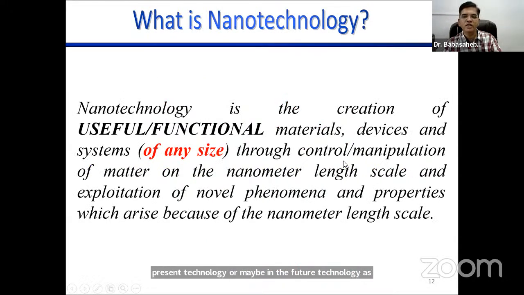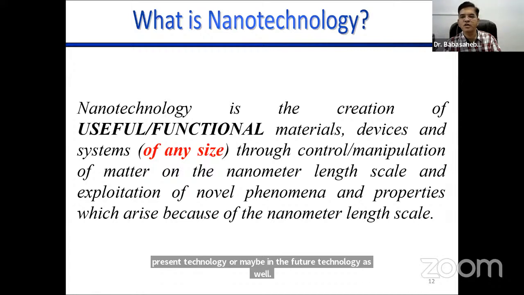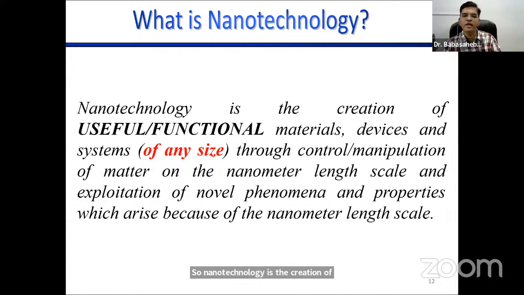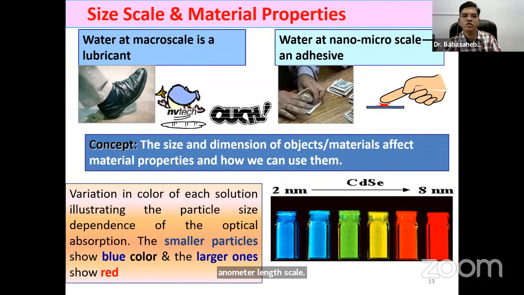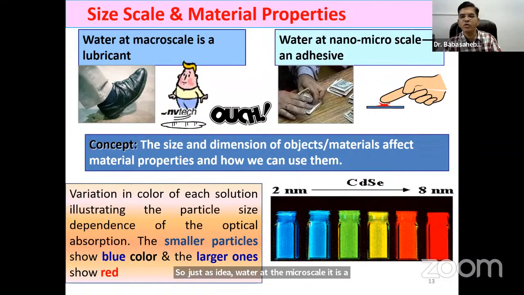So nanotechnology is the creation of useful or functional material or devices of any size, but that should be embedded with the material in nano form so that it can change the properties at the nanometer length scale. Just as an idea, water at the micro scale is a lubricant, but when you are thinking about water at the nano scale, it can be an additive.